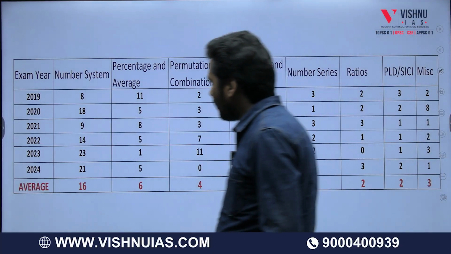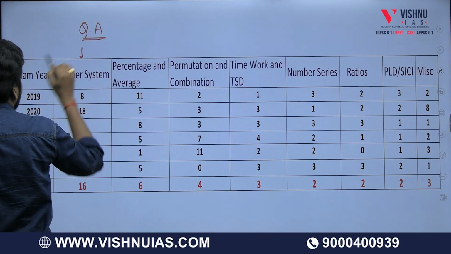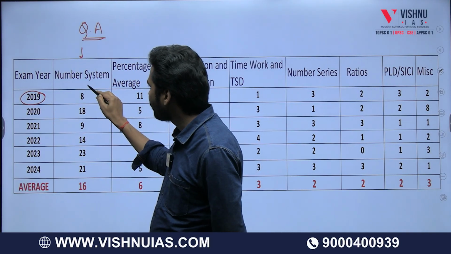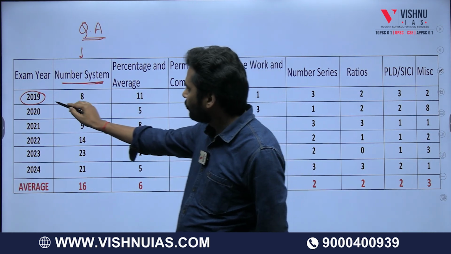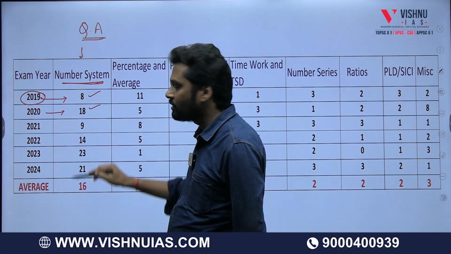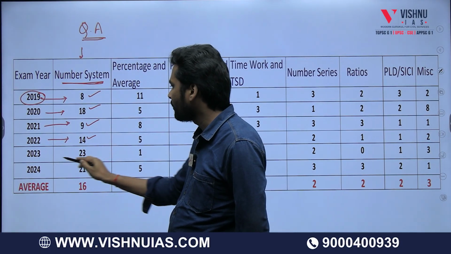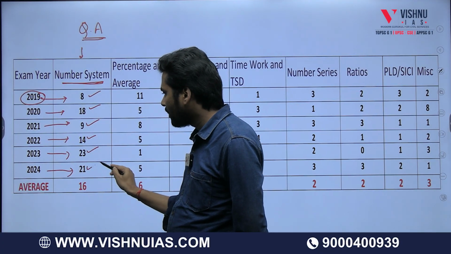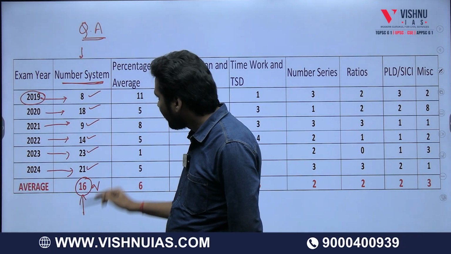You can see quantitative aptitude. In quantitative aptitude, you see that in 2018 the number of questions, number system is one topic which is very, very important. In 2019 the number of questions given in number system is 8, in 2020 it is 18, in 2021 9 questions were given, in 2022 14 questions, in 2023 23 questions, and in 2024 21 questions were given. On an average you have 16 questions from number system.